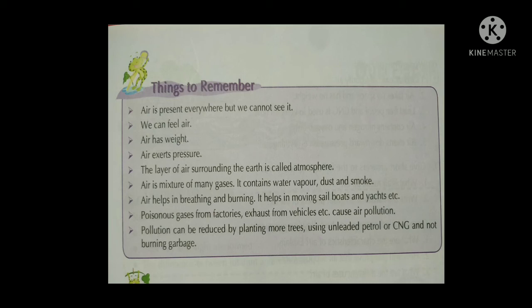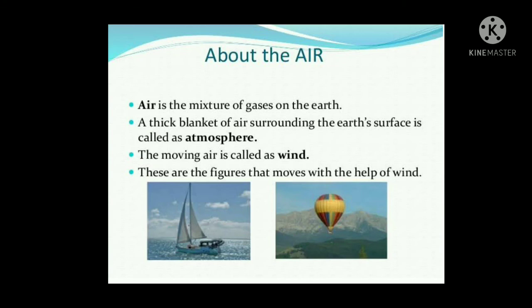Poisonous gases from the factories, exhausts from vehicles, etc. cause air pollution. Pollution can be reduced by planting more trees, using unleaded petrol or CNG, and not burning garbage. So let us recapitulate our knowledge about air. Air is a mixture of gases on the earth. A thick blanket of air surrounding the earth's surface is called as atmosphere. The moving air is called wind. These are the figures that move with the help of wind, like your boat, hot air gas balloons, etc.